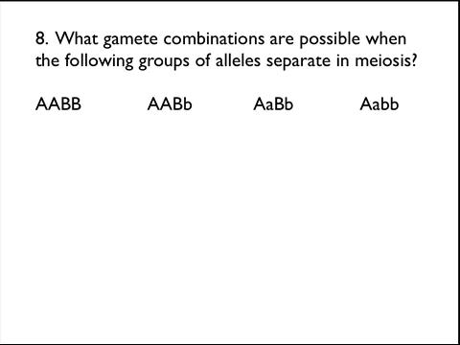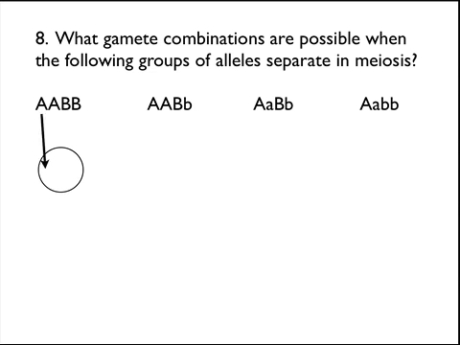Number 8. What gamete combinations are possible when the following groups of alleles separate in meiosis? Now remember, you can only give half of your information to your offspring. So when we talk about meiosis, we're talking about forming either a sperm or an egg. And I'm just going to use an egg here because it's simpler to draw. Now we know that we can only give half the information.